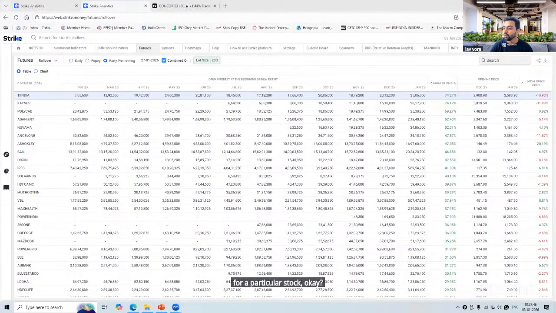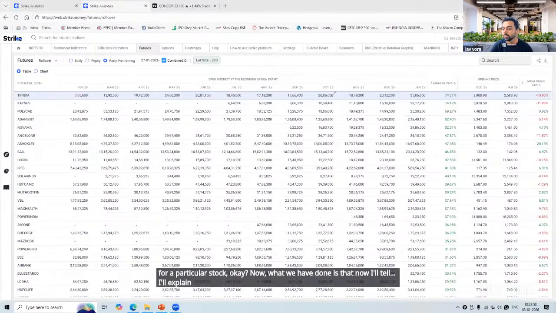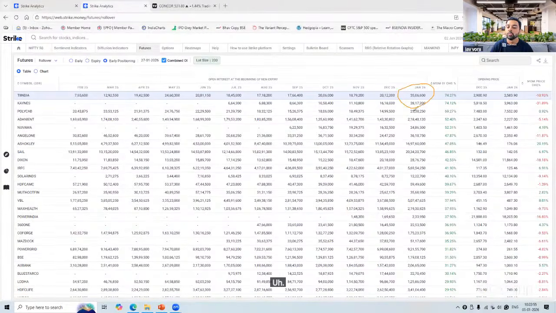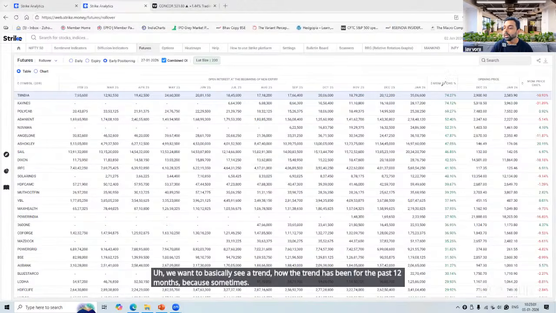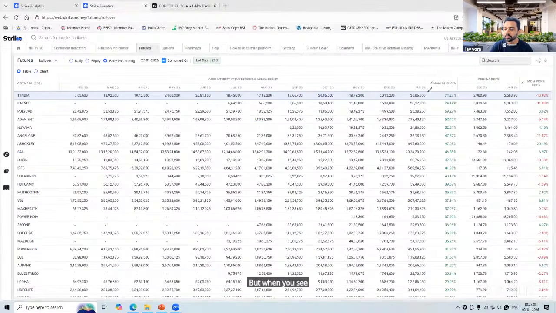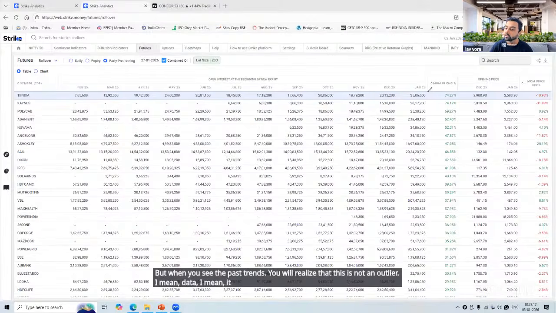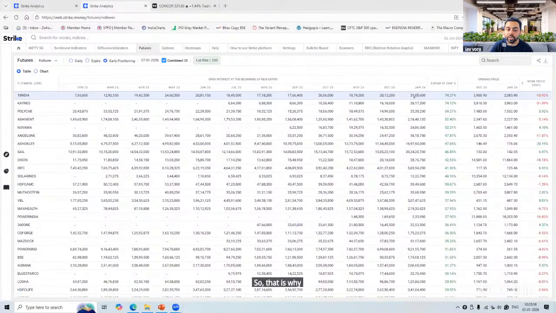Now, I'll explain the logic of why we have given all these data points. We want to basically see a trend, how the trend has been for the past 12 months. Because sometimes the number might look unusually high, but when you see the past trends, you will realize that this is not an outlier. I mean, this much open interest was normally there too, right? So that is why we have given a trend.